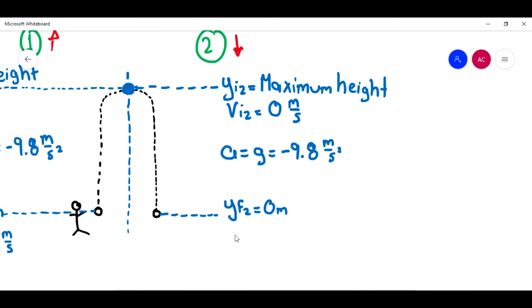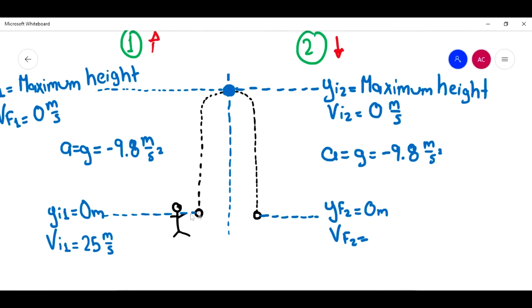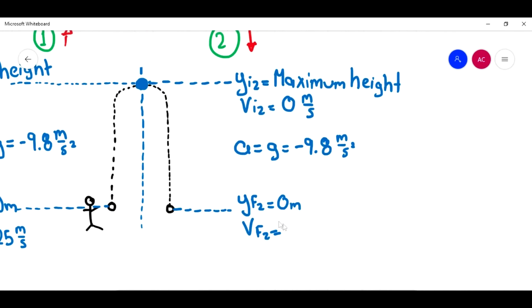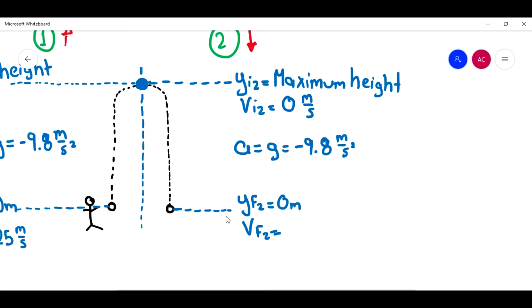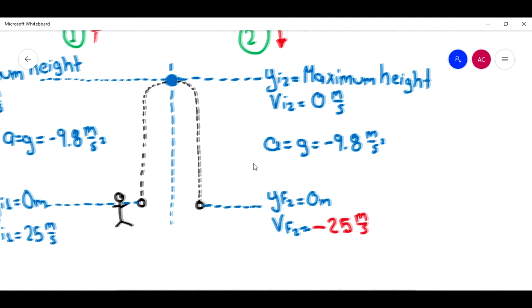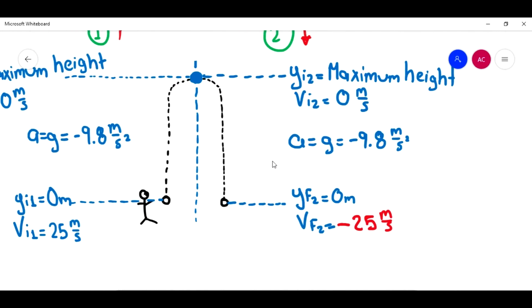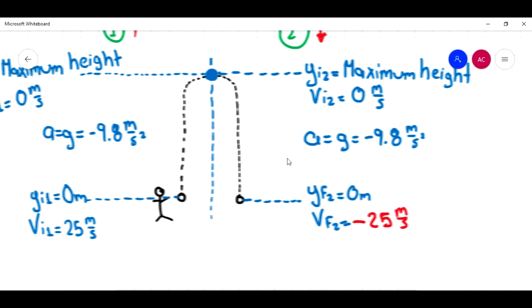And also we have the final velocity of segment number 2. I told you that the initial velocity will be the same as the final velocity, but with opposite sign. So with that in mind, I guess I just answered the third question: what is the velocity of the stone when it returns to the origin? It will be minus 25 meters per second. That's kind of a law, assuming that we don't have friction of the air or temperature or pressure and so on.